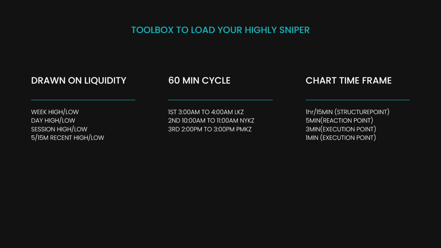So that's the toolbox to load your highly precise sniper. What is draw on liquidity? Any week high and low, day high and low, session high and low, and 5 and 15-minute recent highs and lows. These are the stop loss areas. And what is the 60-minute cycle? In the London kill zone it is from 3 a.m. to 4 a.m. In the New York kill zone, 10 a.m. to 11 a.m., where I mostly trade, because I don't trade London silver bullets as I have a different trading model for the London session. And the third one is the PM session, 2 p.m. to 3 p.m., the PM kill zone.